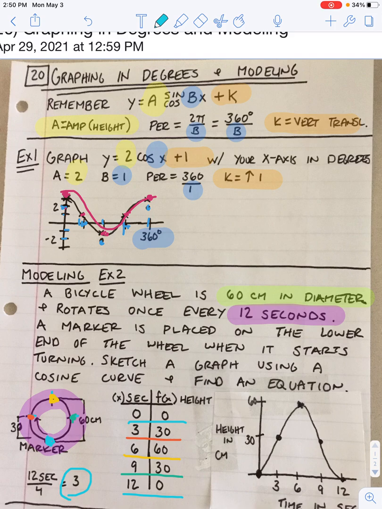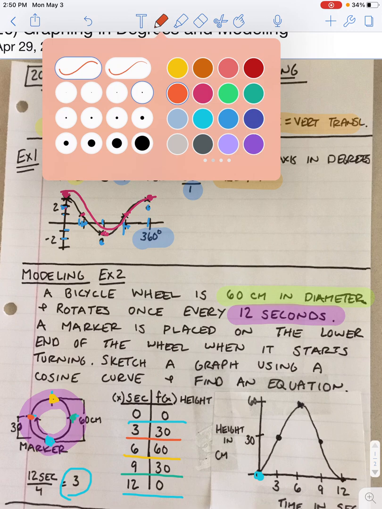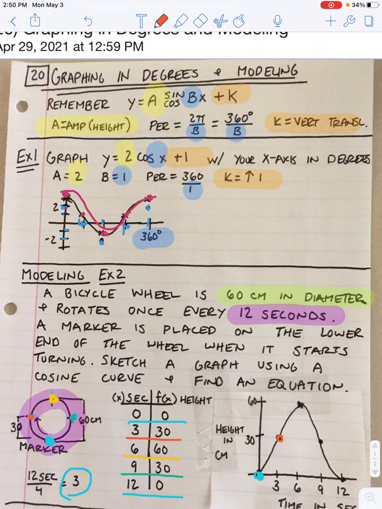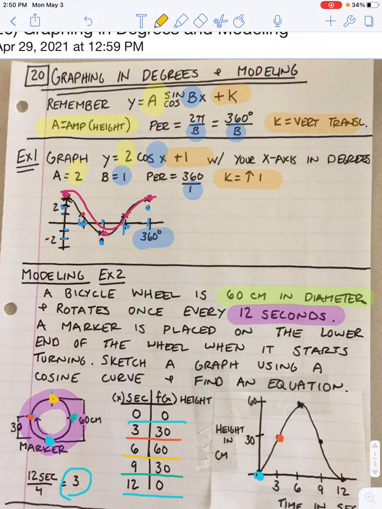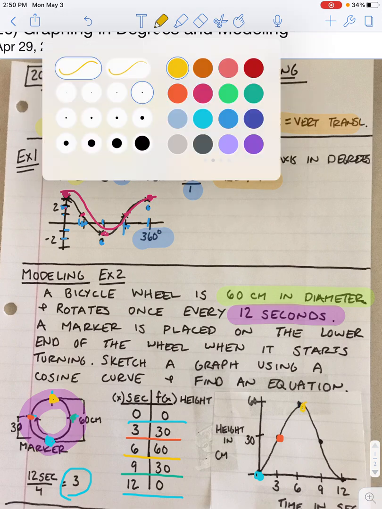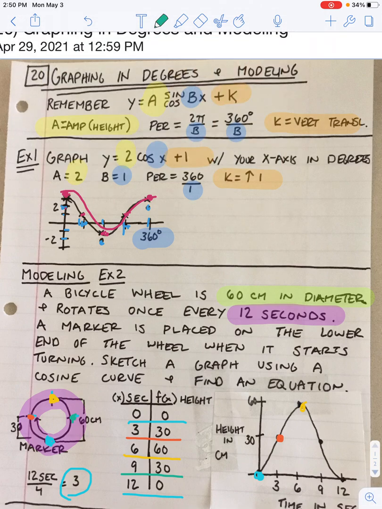Okay, so I've sketched a curve here. I've got my time in seconds on my x-axis, and I've got my height in centimeters on my y-axis. So my first dot I'm going to plot at 0, 0. My next dot I'm going to plot at 3, 30. That next dot was at 6 seconds and 60 centimeters off the ground. That next dot was at 9 seconds and 30 centimeters off the ground. And lastly, I finished with my 12 seconds and I'm back at 0 off the ground. So this is my cosine curve.